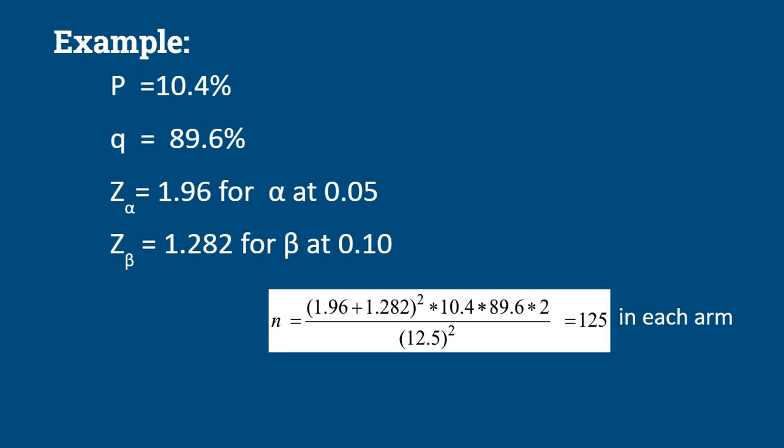So here is one more example. The combined prevalence is given as 10.4%. So Q will become 100 minus P, so 89.6%. Z alpha is 1.96, Z beta is 1.282 for beta error at 0.10. So substituting these values will yield 125 in each arm.